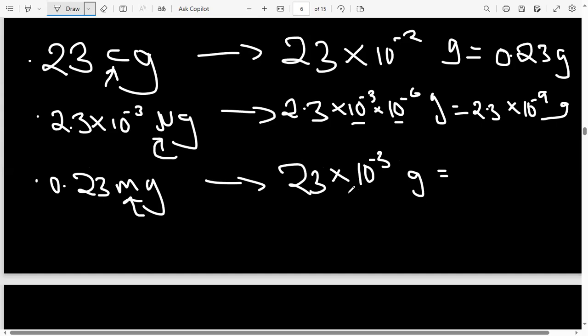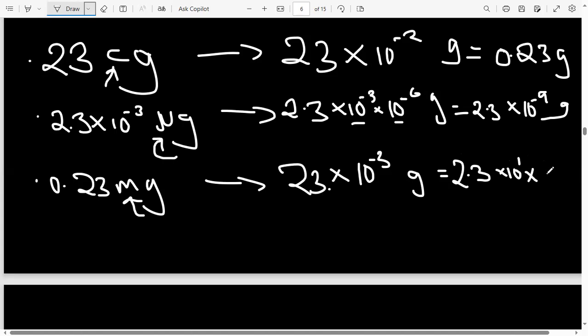Let's put all of them in scientific notation so that we can compare them easily. So this is 23, so it means the point is there. If I move this point one step to the left so that it comes to 2.3, it means I'll have to multiply by 10. It will be times 10 to the power what? I've moved to the left, so it will be 10 to the power 1.